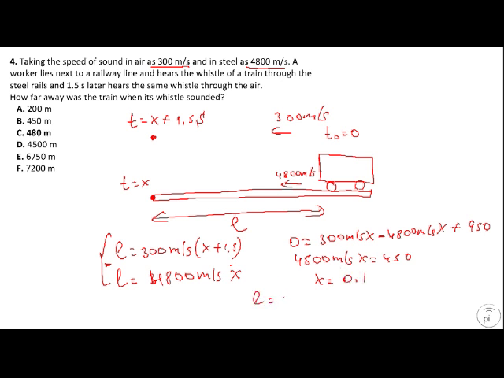So L will be 300 times 0.1 plus 1.5, it will be 480 meters. So the answer is C, 480.